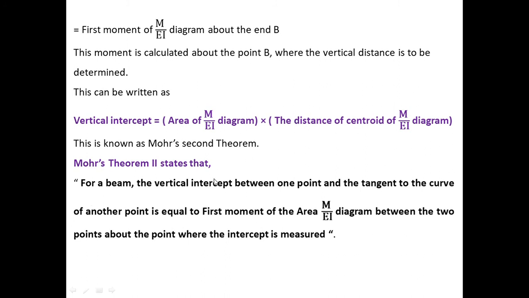What does the second theorem state? For a beam, the vertical intercept between one point and the tangent to the curve of another point is equal to the first moment of the area of the M by EI diagram between the 2 points about the point where the intercept is measured. That is, the vertical intercept between one point and the tangent to the curve of another point, right?